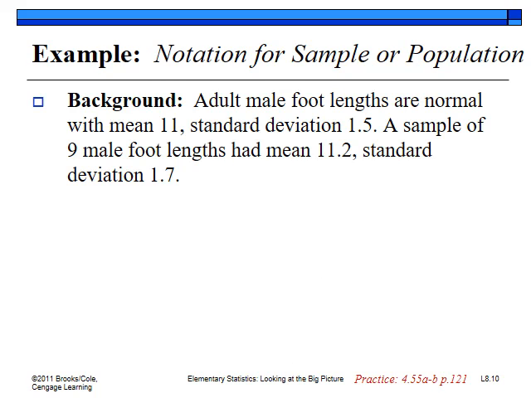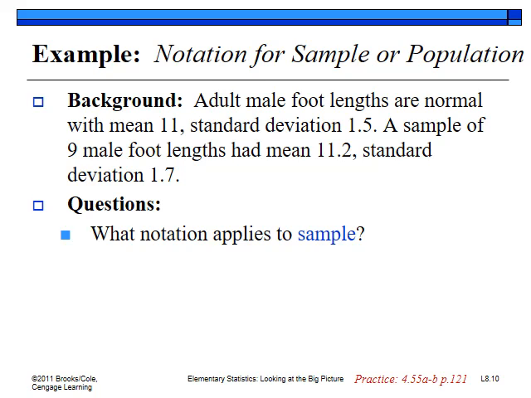For example, if adult male foot lengths are normally distributed with mean 11 and standard deviation of 1.5, and we take a sample of 9 people who have foot lengths with mean 11.2 and standard deviation 1.7, what notation do we use for the sample, and what notation do we use for the population?